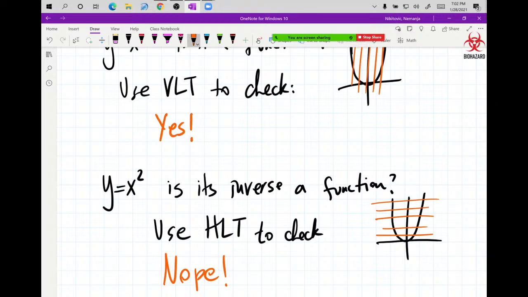So both of these tests are done on the original function, on your f of x. And the first one, the vertical line test, will tell you if that particular expression is a function. And the horizontal line test will tell you if its inverse is a function. But they are both done on the original function.